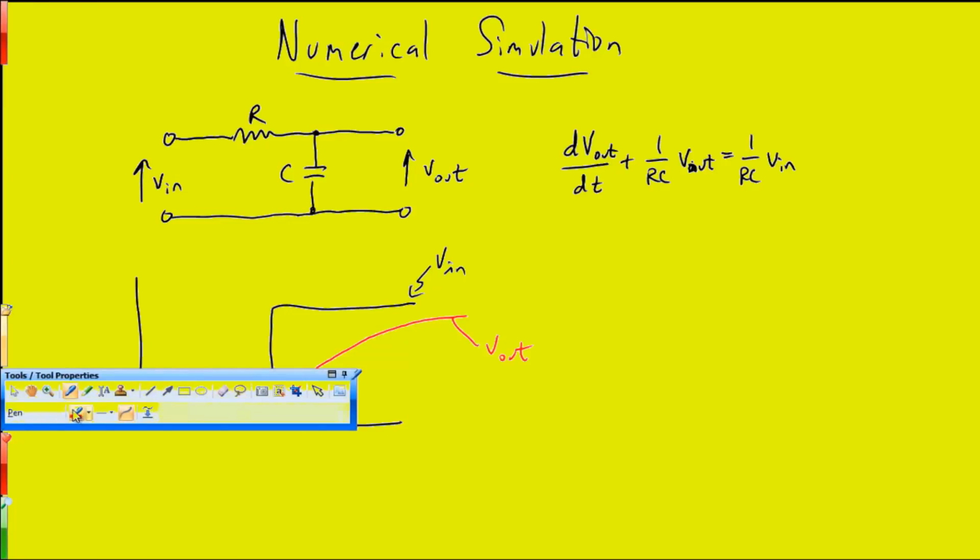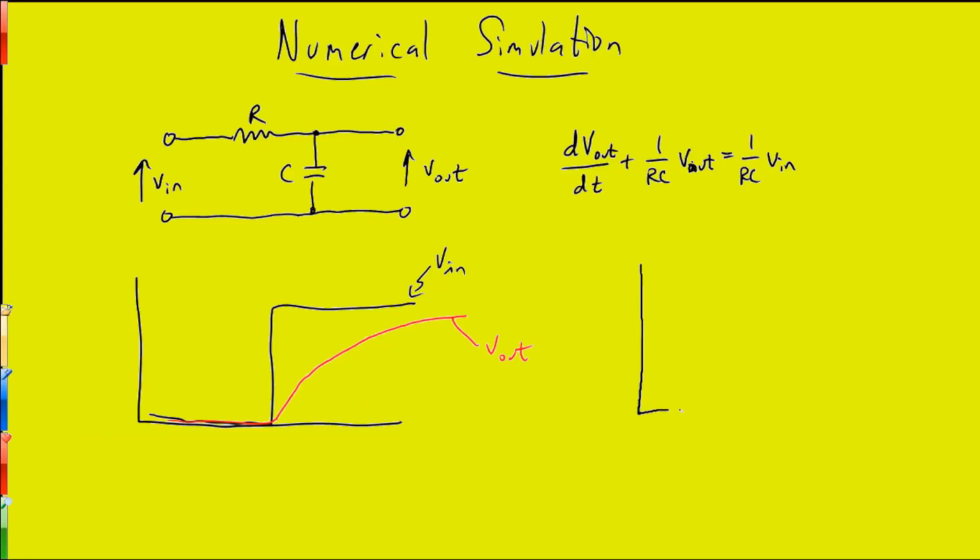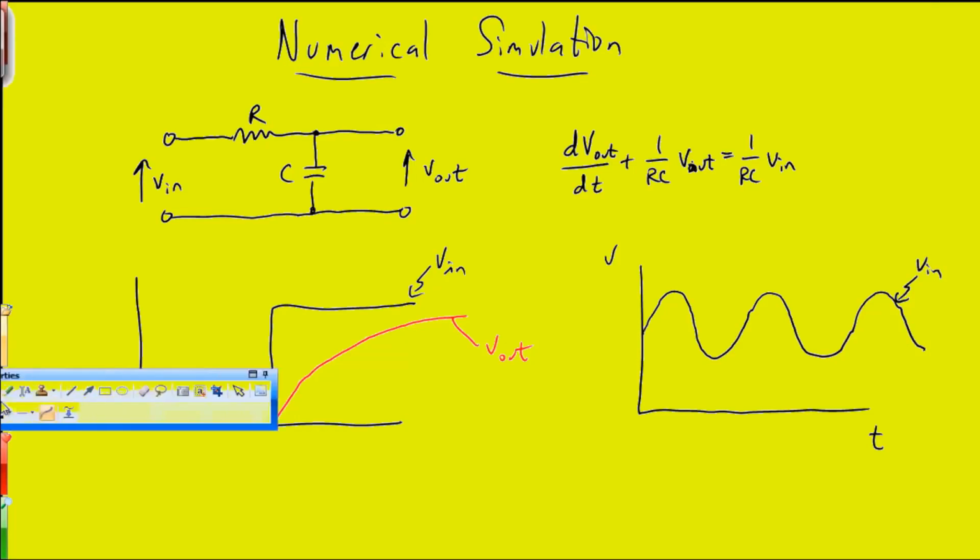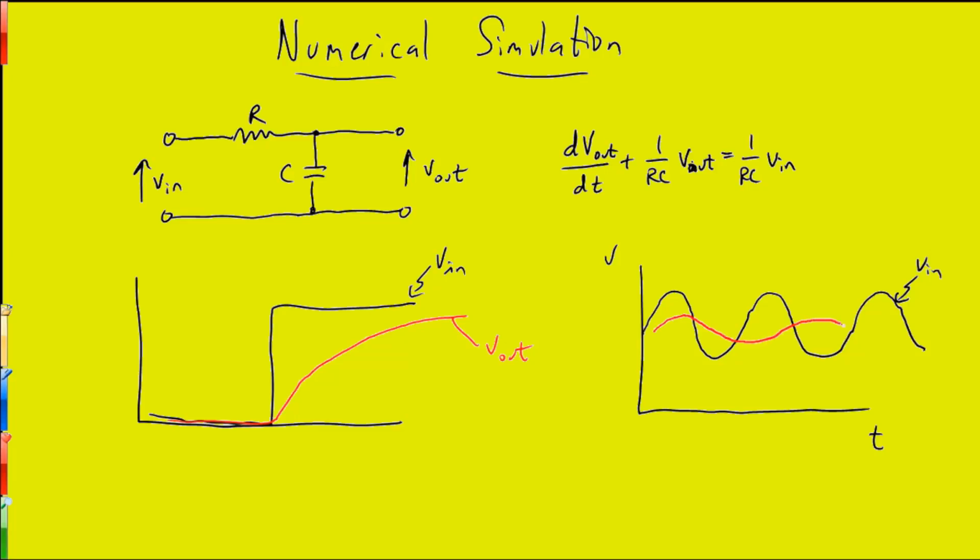It's possible to show, and those of you who've had ordinary differential equations will have seen this, that if you put in a sine wave like this for Vin, then depending on what the frequency of that sine wave is, you might get out something that looks like this, which is another sine wave that has a diminished amplitude, and it may be shifted in phase. The peaks don't line up between Vout and Vin.